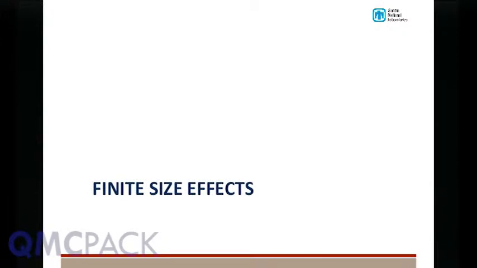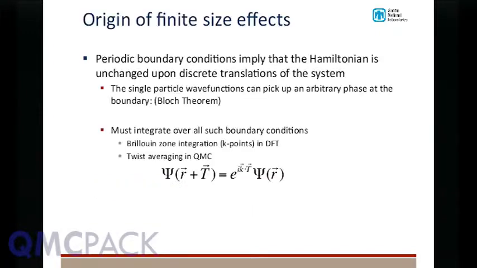All right, so the next thing about doing calculations of a solid or any periodic system is we're going to have finite size effects. So what do I mean here? If we have periodic boundary conditions, that means that the Hamiltonian isn't changing when I have a discrete translation of my system, right, in multiple dimensions. And that means that you can imagine that single particle wave functions can get an arbitrary phase at the boundary. It's one way of looking at Bloch's theorem.